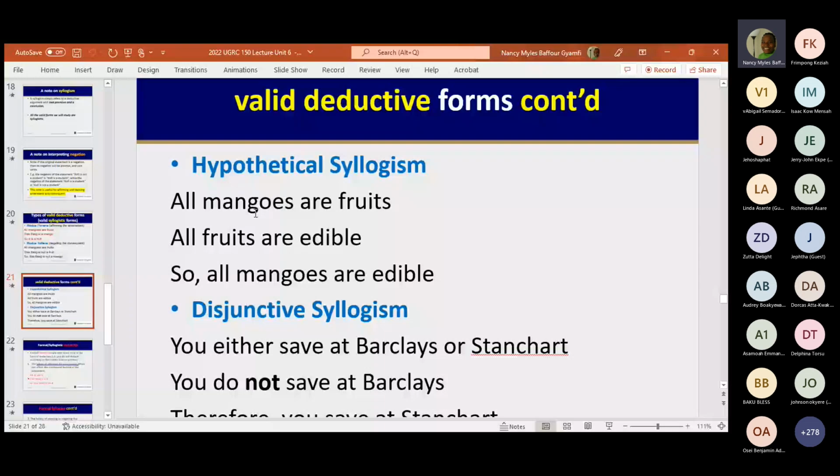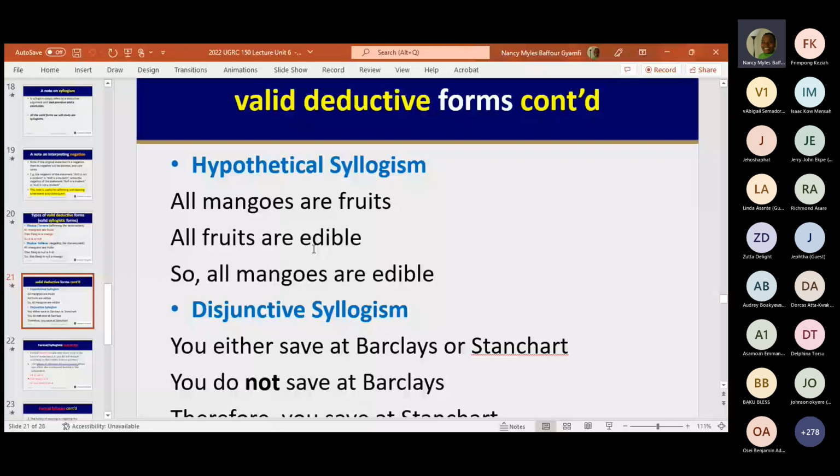That is what hypothetical syllogism is. Then you can conclude, therefore, that all mangoes are what? Edible. Why? Because you started by saying all mangoes are fruits and all fruits are edible. Then it will mean that all mangoes are edible. You have to get an intersection. So that simply means that the statement that was the antecedent earlier must be the consequent. Then you say one thing is consequent, at the same time is antecedent. You cross it out, take it out. Then you can now say, therefore, all mangoes are edible.